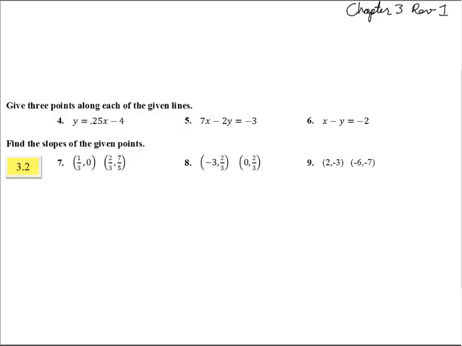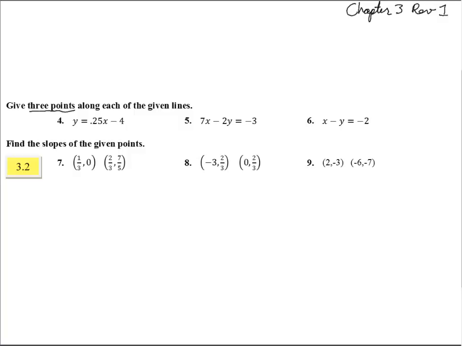Here we are, Chapter 3, Review 1, numbers 4 through 9. Here it says give 3 points. Just give 3 points. That's all we've got to do. Now notice it doesn't have specific points that we have to find, like the intercepts or anything like that. So we're going to find just 3 points.